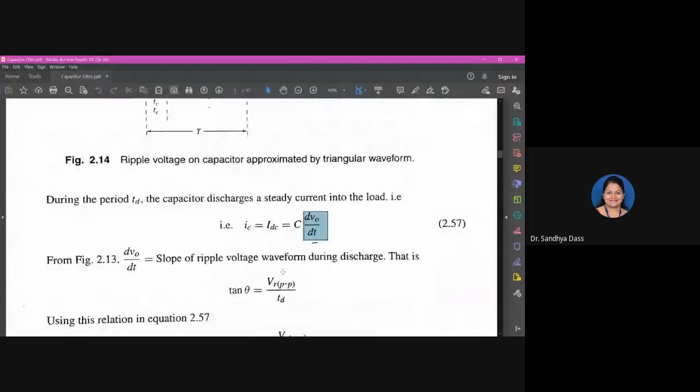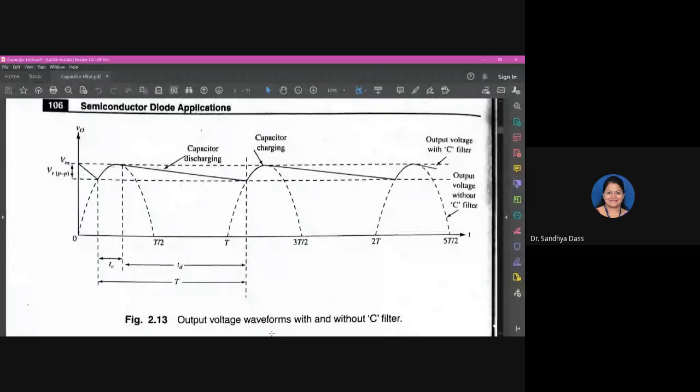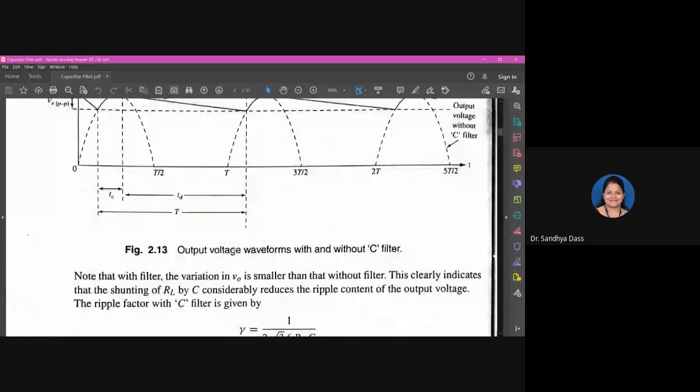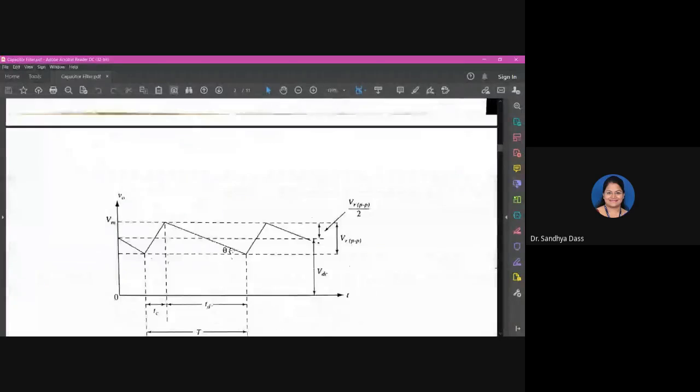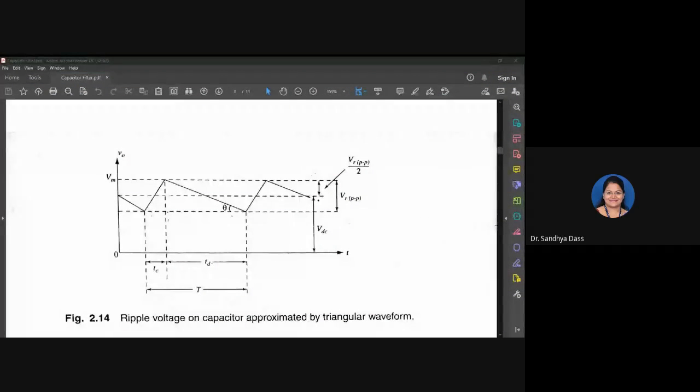Ma'am, can you show the waveform? Waveform, which one? Is it the output of the capacitor? Are you asking this? No, the other one. Triangular one. Sorry. Is this?